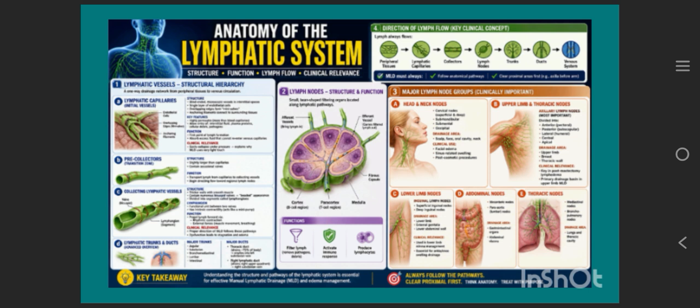So, clinical integration regarding this topic. Firstly, the lymphatic system is superficial and delicate. Secondly, nodes act as checkpoints. Thirdly, drainage is region specific and directional. Okay, you should follow the anatomical pathway. You should follow the anatomical sequence.